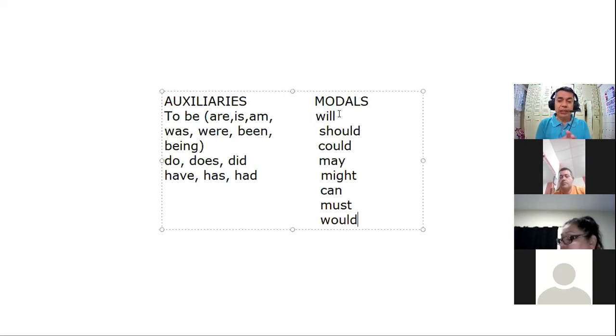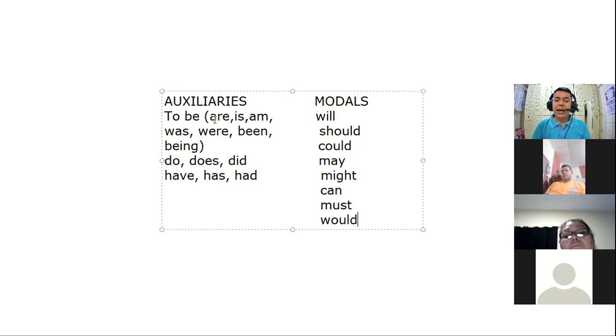Will is for future. Should is for advice, consejo, right? Could is for possibility. May and might is for permission. Can is for ability. Must is for obligation. And would is for invitations, right? O for desires. Algo que me gusta hacer, que quisiera hacer, right?